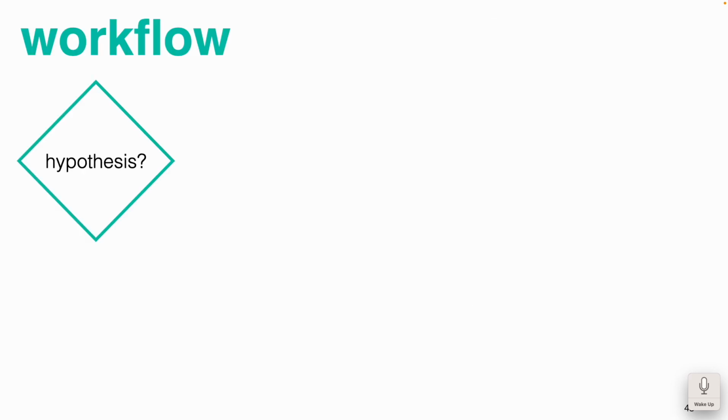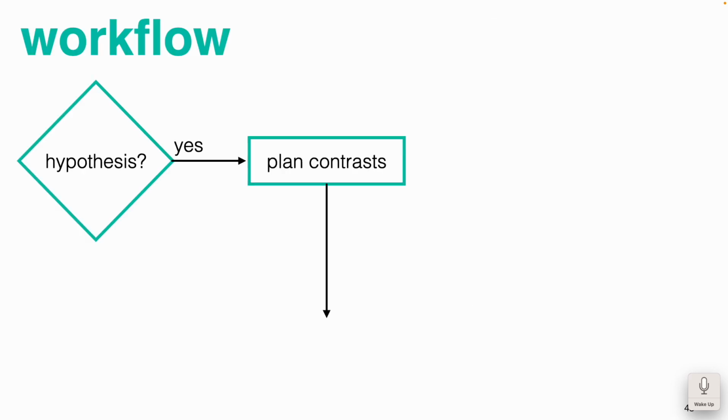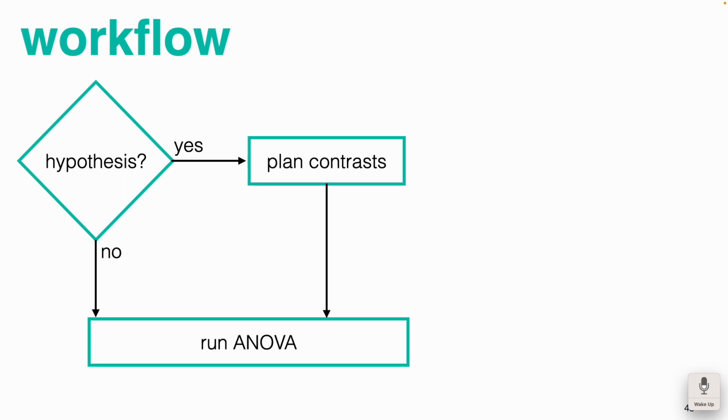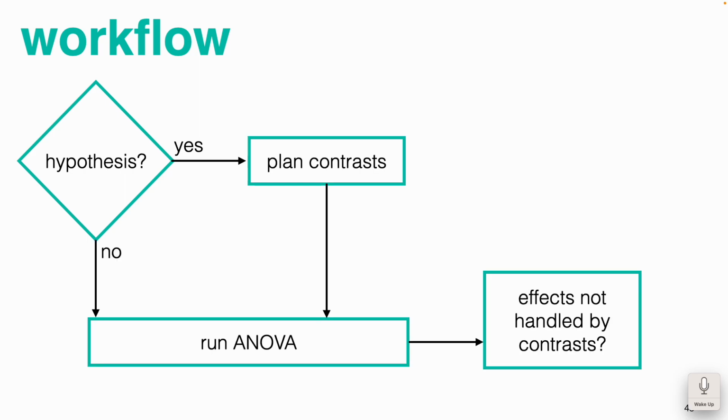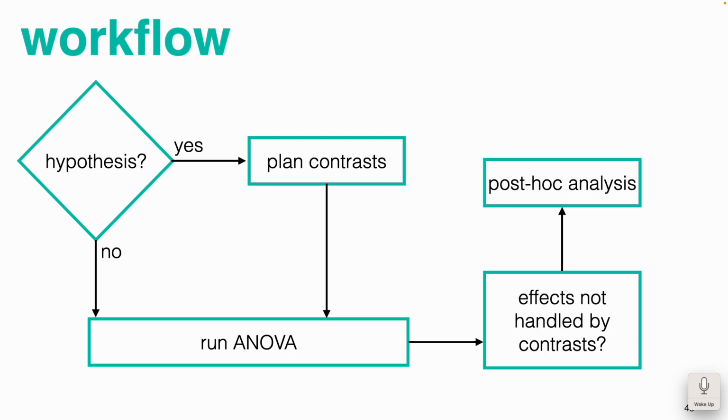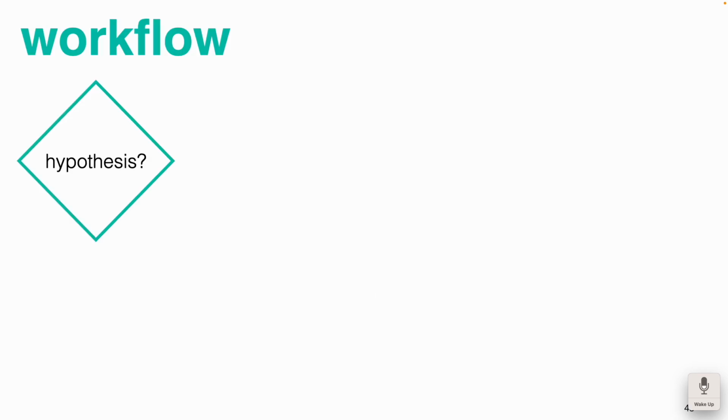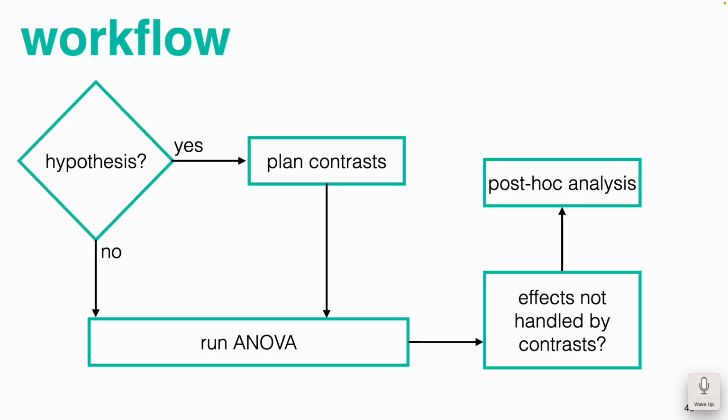Okay, so the way this works, you have your hypothesis, and you plan contrasts, and then you run your ANOVA. If not, you run your ANOVA, and for anything that's not handled by the contrast, you do post hoc analysis. That's your Bonferroni, your Tukey's, your Dunn, your Scheffé's. Okay? And that's how you do your ANOVAs.